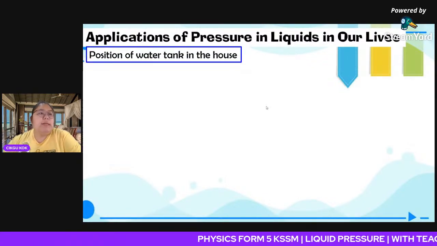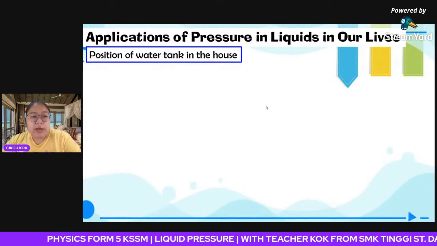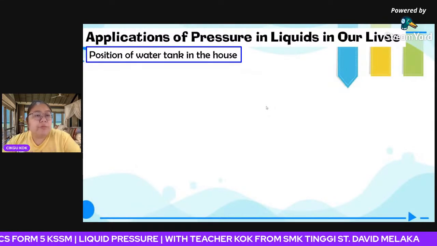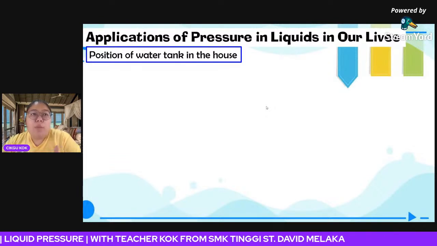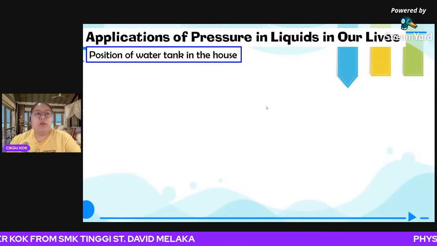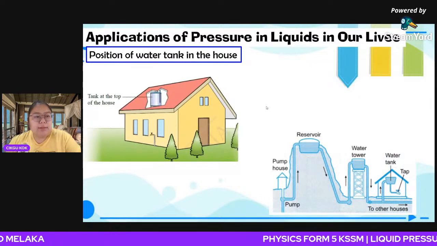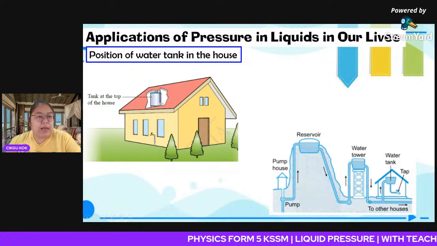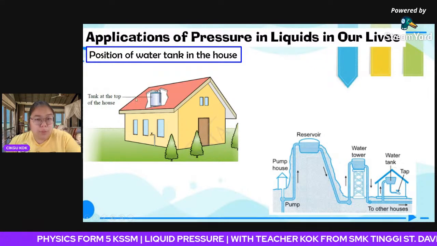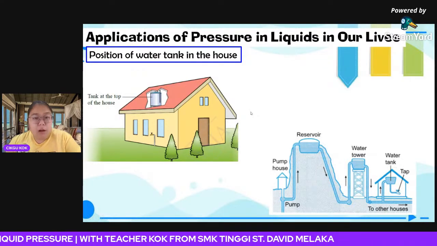Okay, the first one is the position of the water tank in your house. Have you noticed where the location of the water tank is? Normally we put it at the top, right? We never put it at the bottom. We put it at the top, normally at the roof. Okay, this is an example diagram. You see the tank is at the top, they put it at the top of the house. Now we are going to explain why you want to put it at the top.